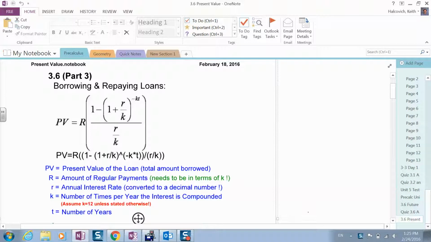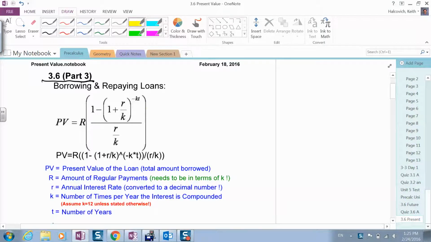Welcome to tonight's video on present value, talking about borrowing and repaying loans. Notice the present value equation here, which is one that I do not expect you to memorize, but you should know the variables and what to put in for what variable.